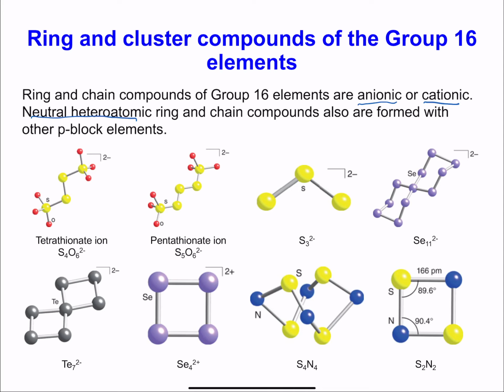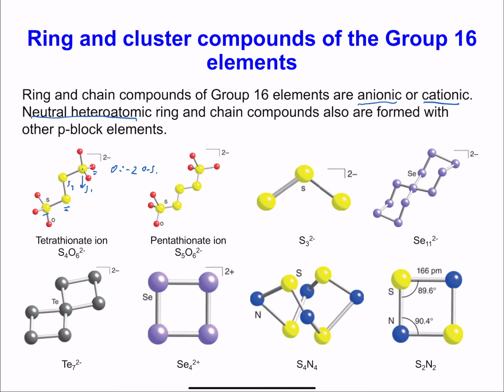The first one is the tetrathionate ion. That's a dianion. Make sure you know the oxidation state number for each sulfur. And we always have oxygen as -2. That's the most common oxidation state for oxygen. Then we need to assign the sulfurs here as S1 and S2.